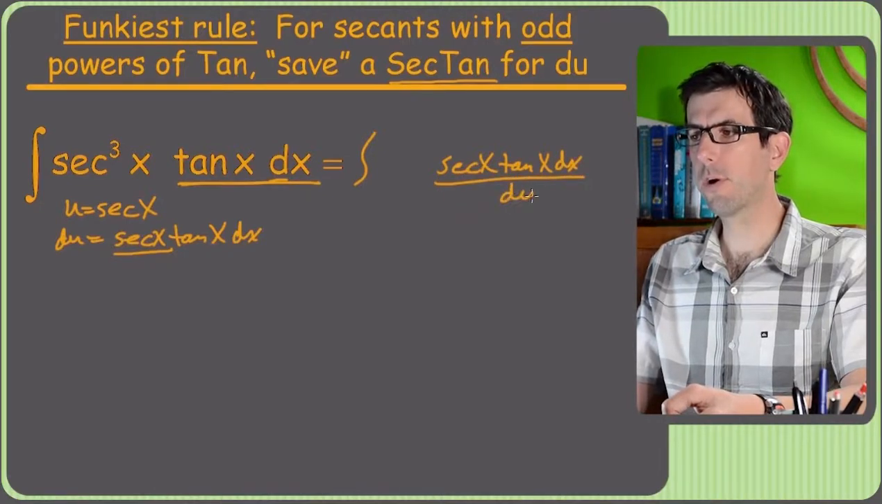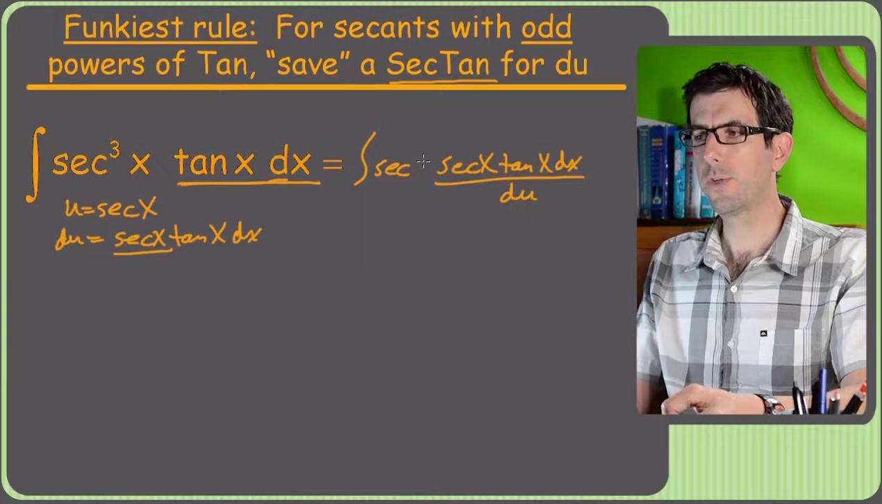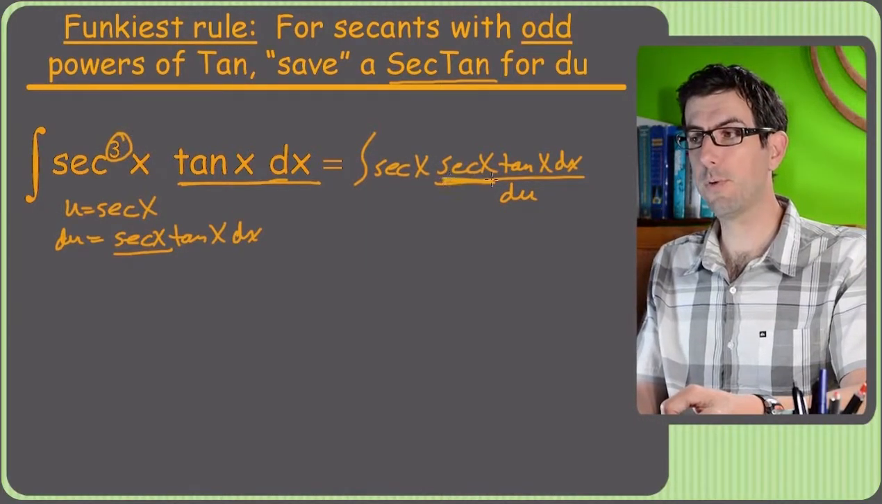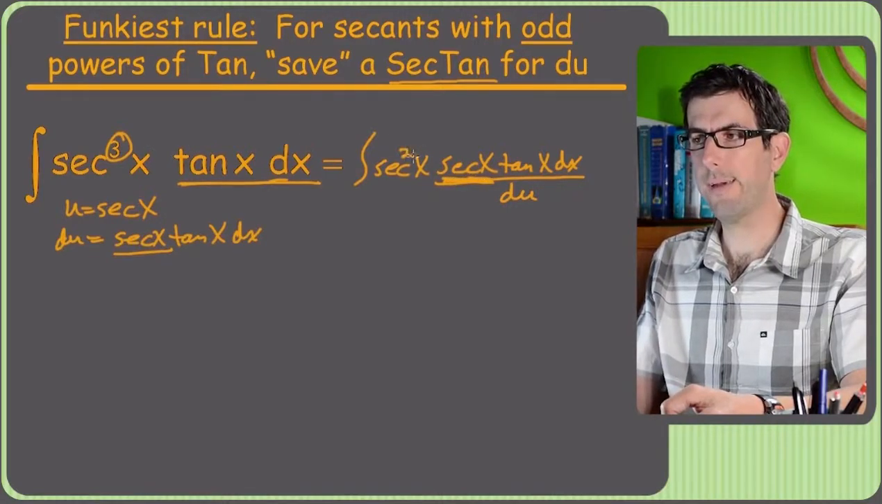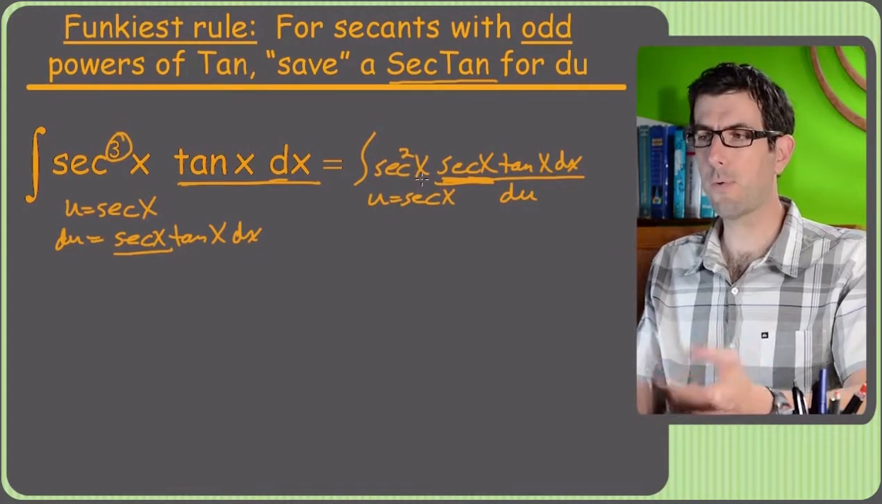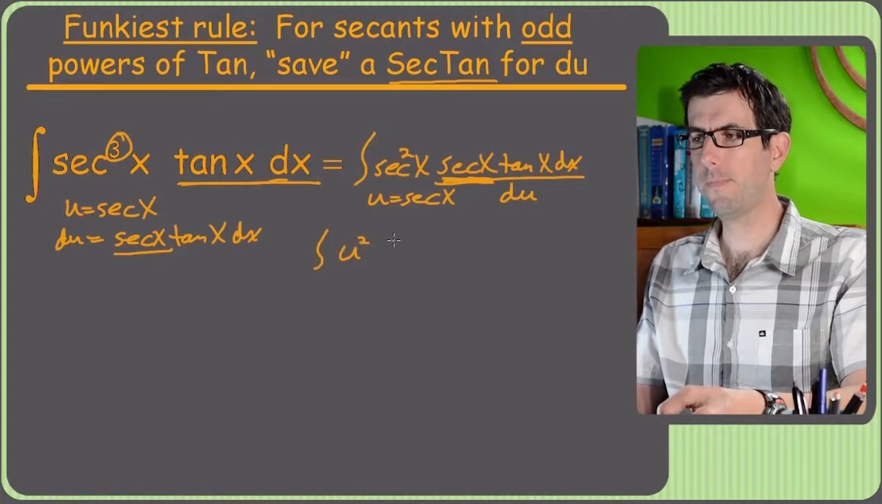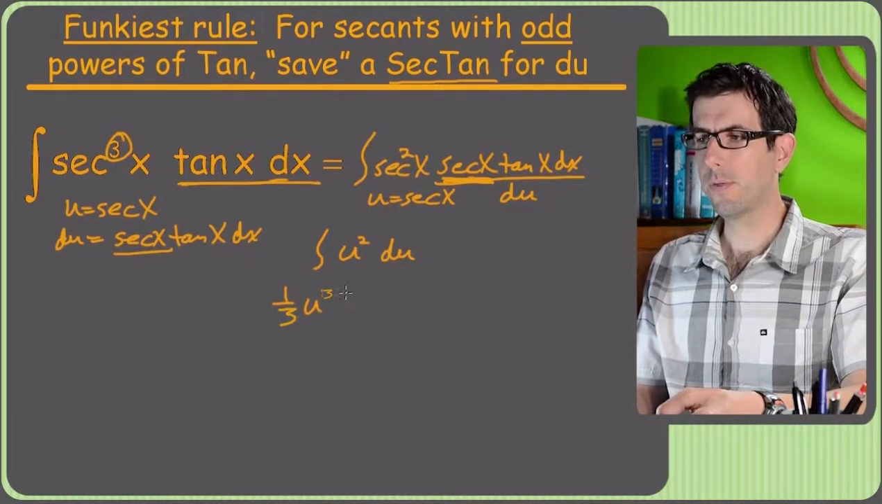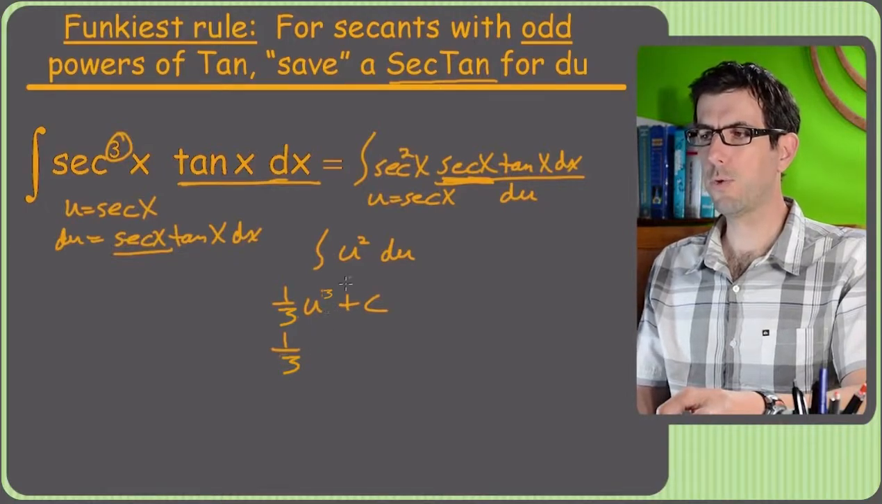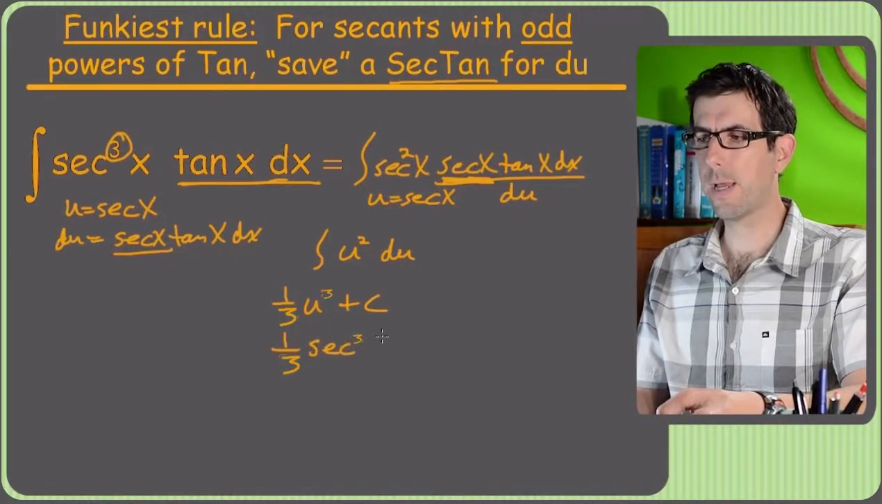So now I've got a du perfectly for secants. The only trick is that I had to use one of my three secants as part of my du, which means I've only got two left. So now I've got secant squared, but that's okay. u equals secant x still, I can do the power rule. So really it's the integral of u squared du, which is just 1/2 u squared plus c. And since my u was secant, that's 1/2 secant squared x plus c.